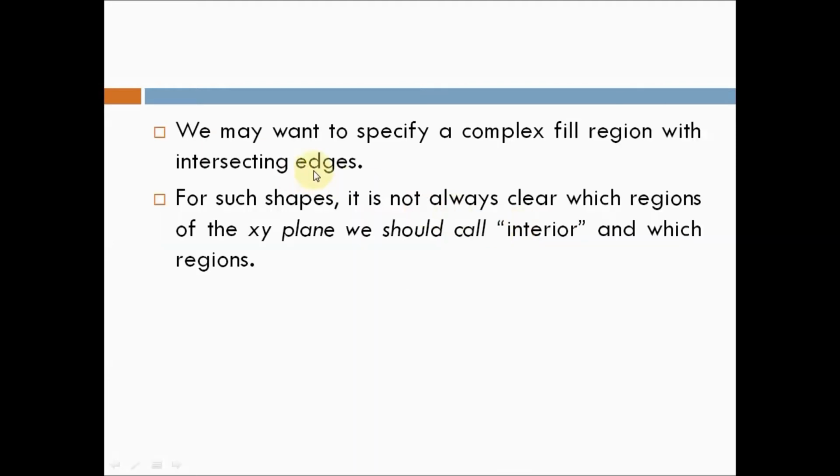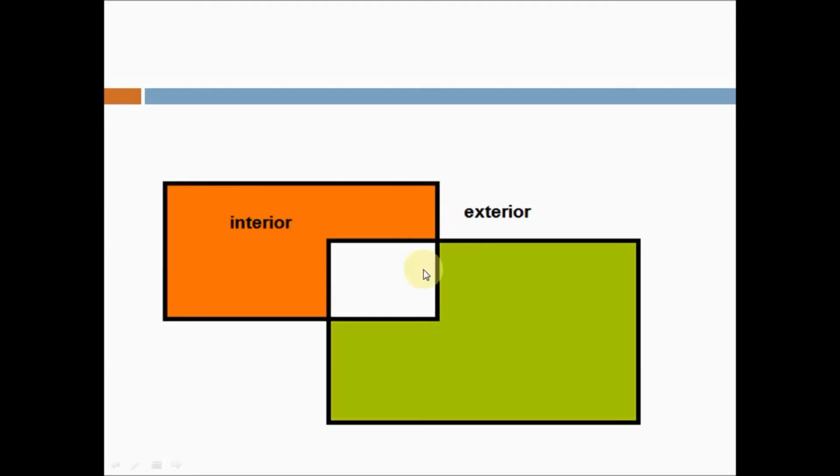Getting, guys? So when the edges intersect, it is not always clear which region of the plane we should call interior or which regions we should call exterior. That is the problem here when there are intersecting edges. See here, there are intersecting edges, right? There will be confusion about which side is the interior or which side is the exterior.